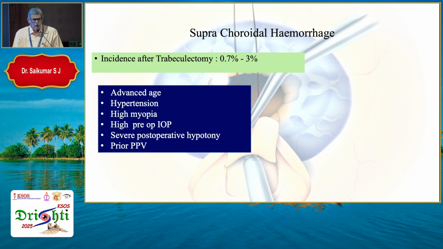Suprachoroidal hemorrhage, as we all know as cataract surgeons, is a very deadly thing that we don't want even to dream about. It can occur late after a trabeculectomy, especially in patients with risk factors: advanced age, hypertension, high myopia, prior vitrectomized eyes, severe post-operative hypertonia. These are the situations where you can have a suprachoroidal hemorrhage.